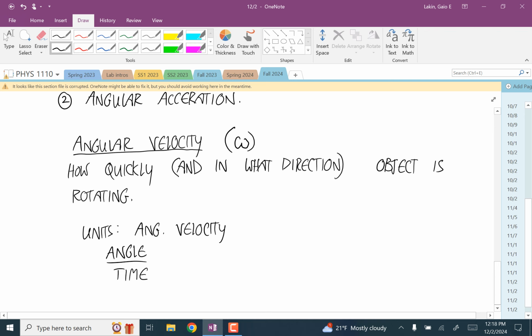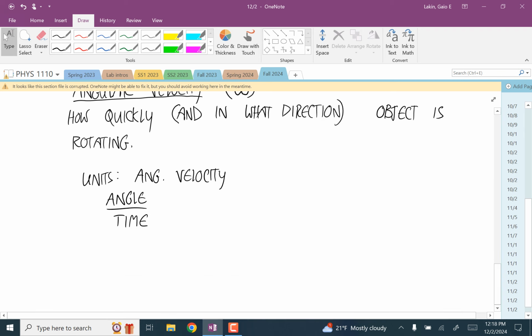So that sort of makes sense, right? If you're thinking about how quickly an object's orientation is changing, you're thinking about how many degrees, say, it rotates through per second or per minute or whatever. And the SI units are radians per second. This is the first time we've used radians in this class. We've always been using degrees.